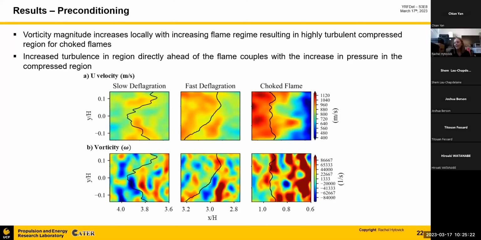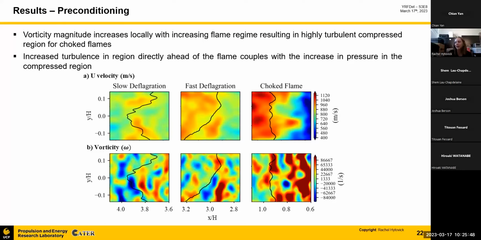And then in the fast deflagration, we see a little bit stronger vorticity in the reactants than the products, but again, it's not super significant. We just have a little bit stronger bands there. And then finally, when we get into the choked flame, we see a lot of variation in the vorticity in front of the flame, in the reactants region. In the products, it kind of dies out and goes back to a more nominal turbulence.